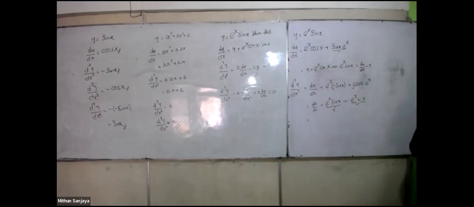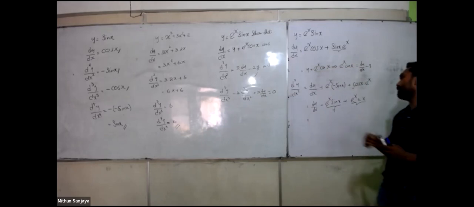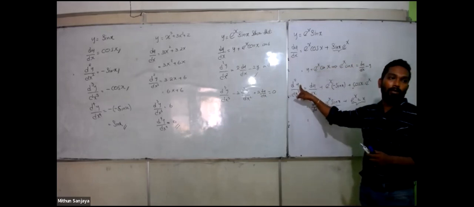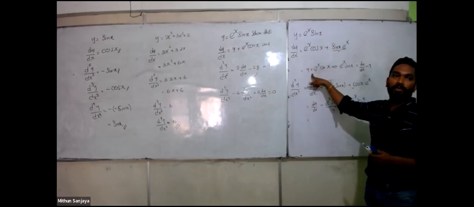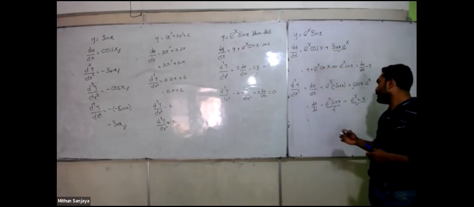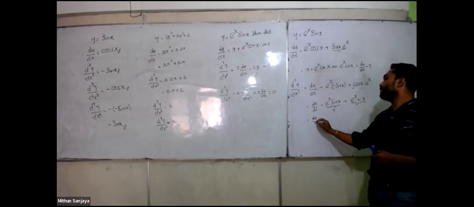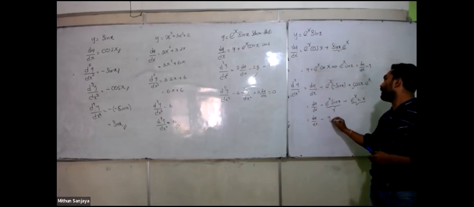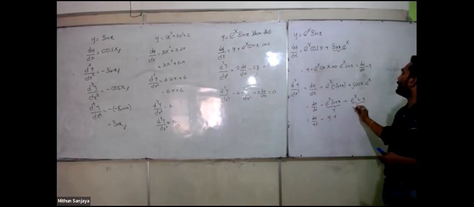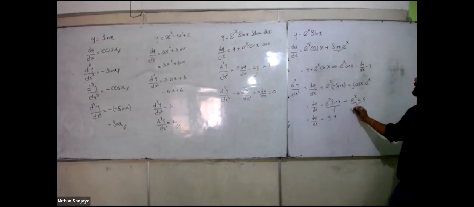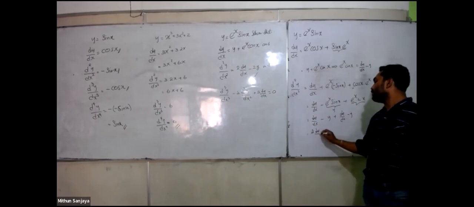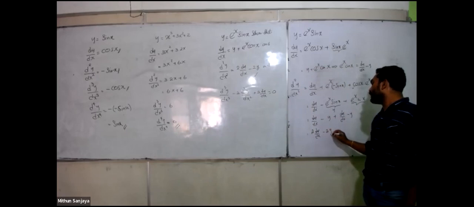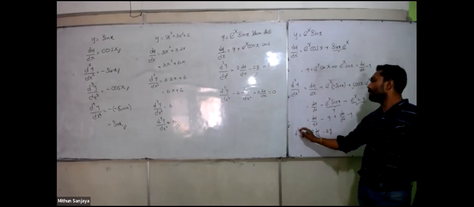If we need to substitute for the second derivative, then we get y and dy over dx. Now we write dy over dx minus y plus e^x cos x, which is dy over dx minus y. Then d squared y over dx squared equals 2 dy over dx minus 2y.